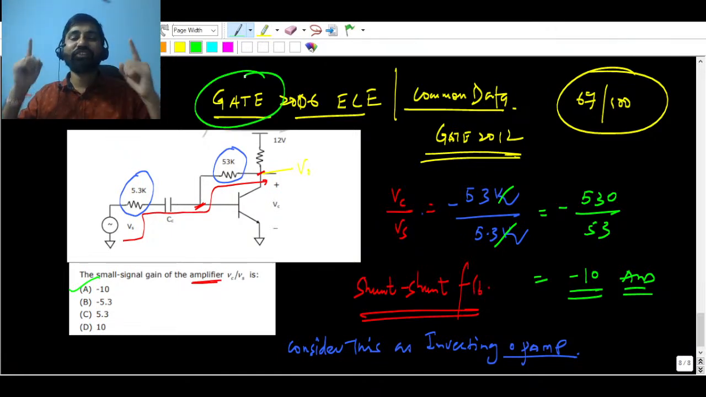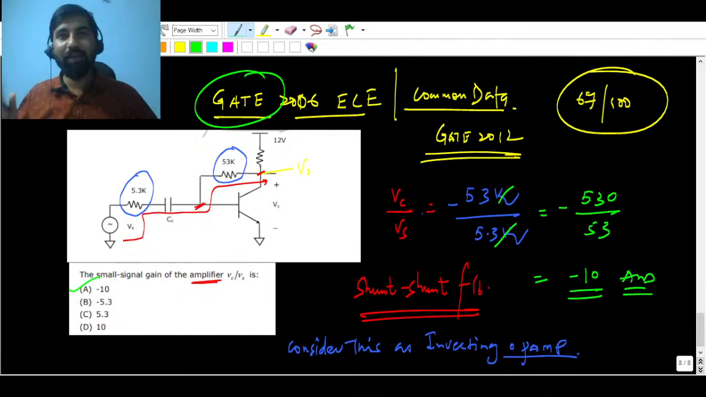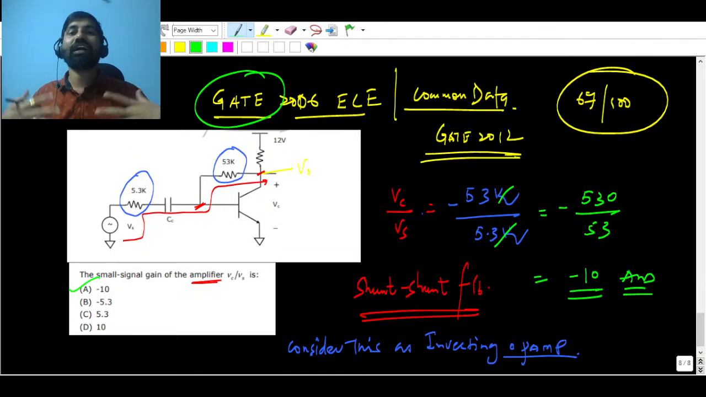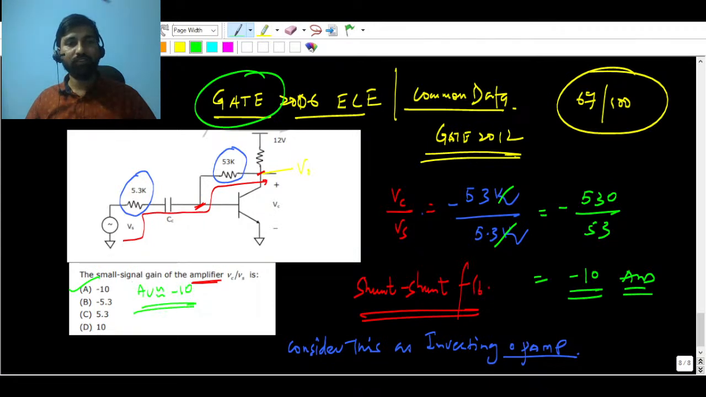Don't go for a small signal model. Don't draw the small signal model and apply KVL and KCL and waste your time. They are not asking for an exact answer; the AV should be very close to -10. This is one correction they must have made. But this was asked in 2006, way back when I was studying, I can say, in ninth standard. You can understand how easy this question is.